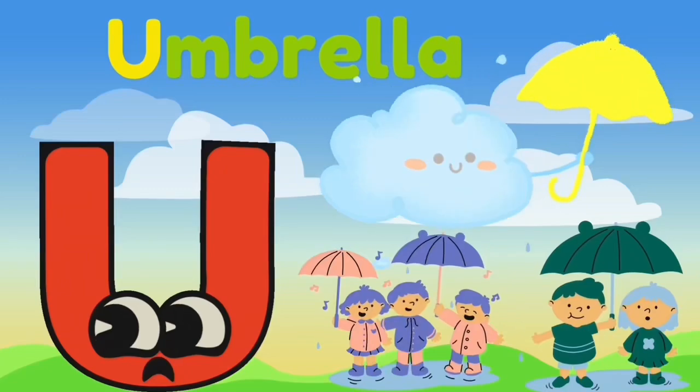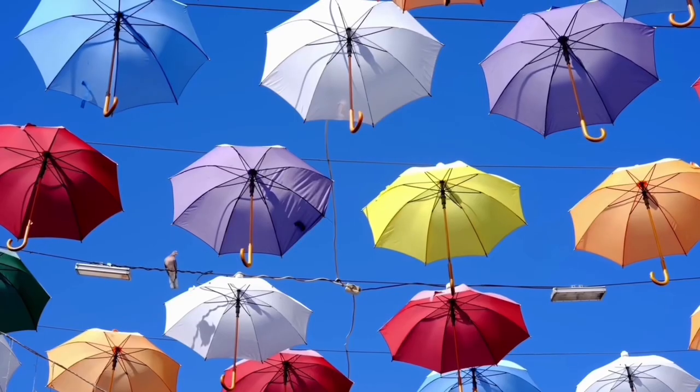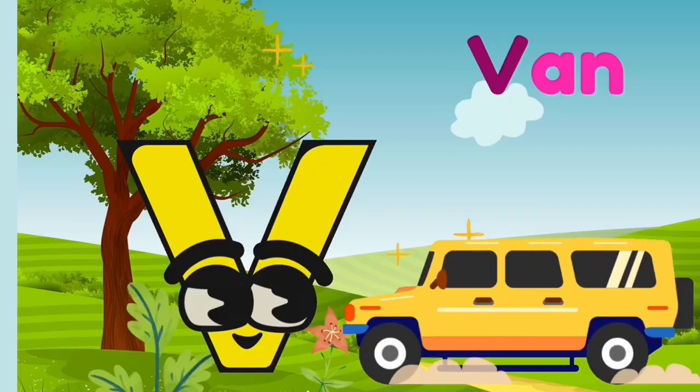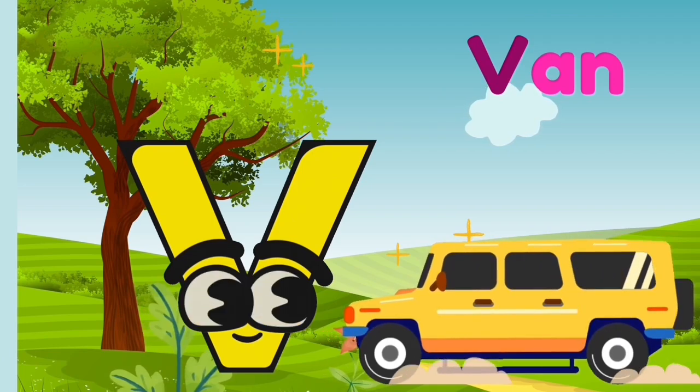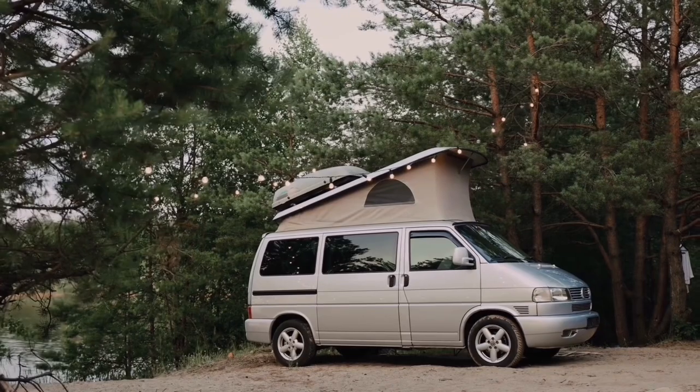T, t, train. U is for umbrella. Umbrella. U is for umbrella. Umbrella. V is for van. V, v, van. V is for van.